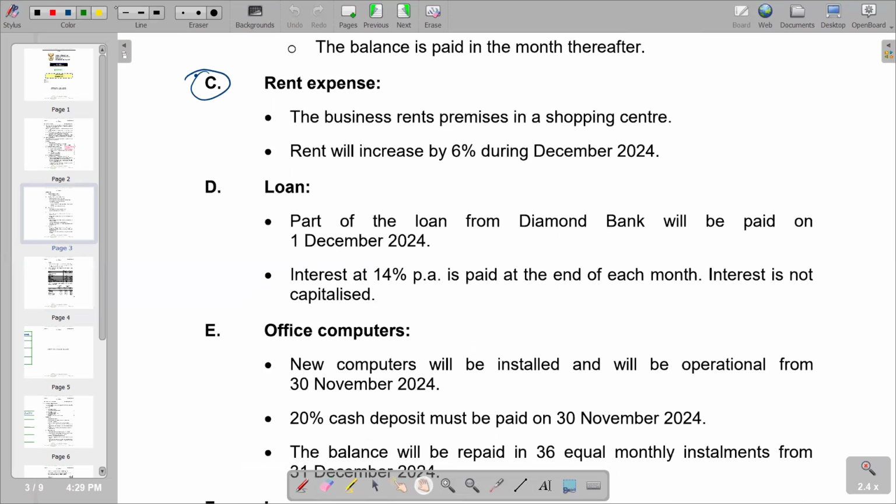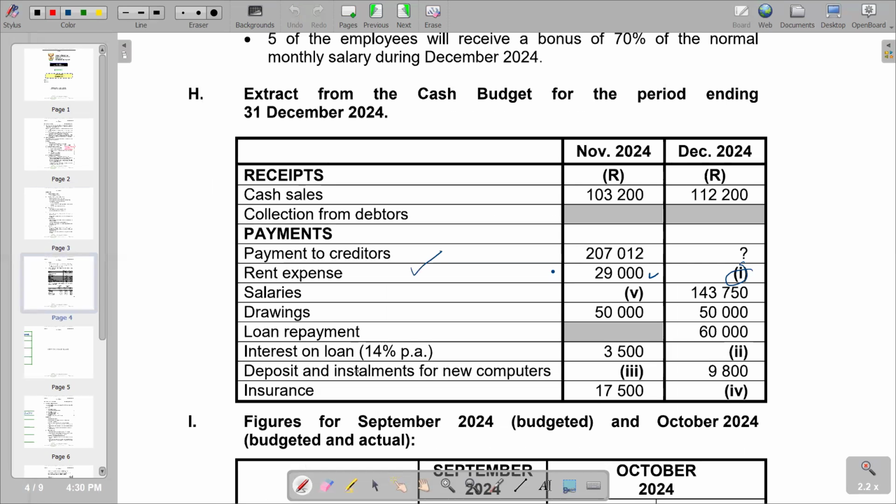On information D, we see that it reads: part of the loan from Diamond Bank will be paid on 1 December 2024. Interest at 14% per annum is paid at the end of each month. Interest is not capitalized. So if you refer there, you'll see that the part of the loan that is being paid on December 2024 is 60,000.